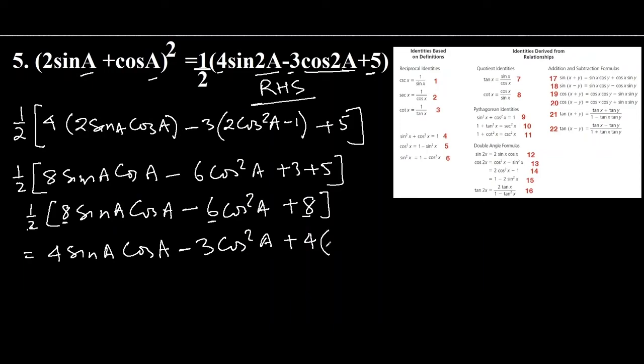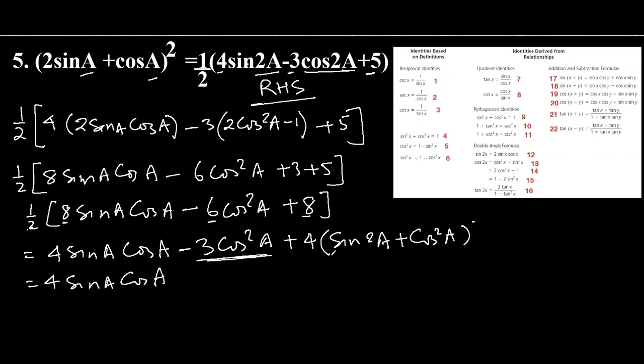So what will I do? I will multiply this 4 by, look at identity number 4, sine square plus cos square. So I will write here sine square a plus cos square a, and that should give us something to play with. Okay, so 4 sine a cos a remains as it is. Now minus 3 cos square a and 4 cos square a will give us plus cos square a. Yes, and we are left with this 4 sine square a separately. This is the simplified version.